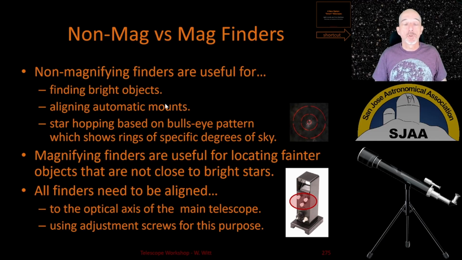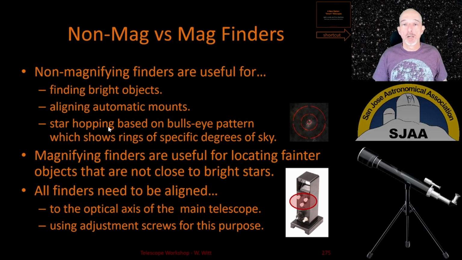And this is basically what you want to do when you're aligning your automatic mounts, right? You want to put some bright reference star in the center, and then just look through the telescope and fine-tune it perhaps. But these kinds of non-magnifying finders make that pretty easy. And they also facilitate a way to find objects.